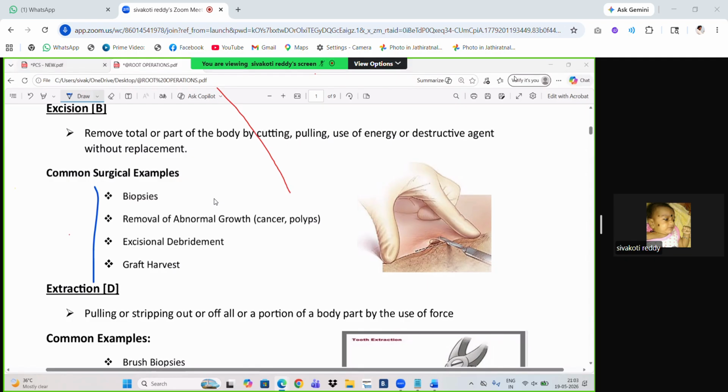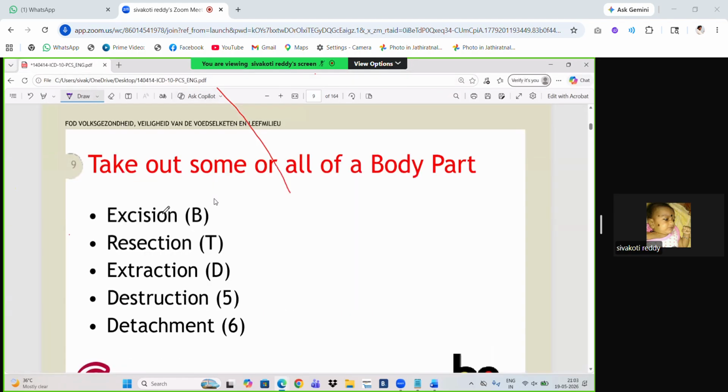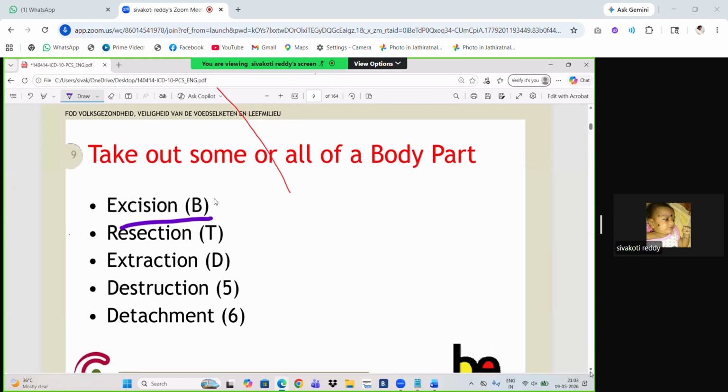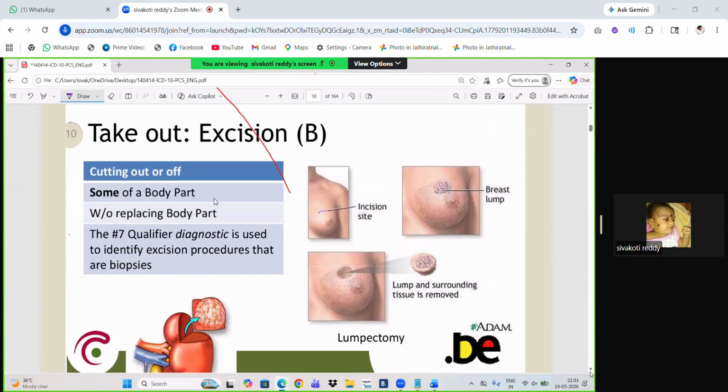First we can learn excision. Excision, value B, means cutting out or off some of a body part without replacement of the body part. They remove a portion of the body part, so it is excision. Examples are partial ectomies, partial nephrectomy, partial appendectomy. If a portion of the body part is removed, it is excision. The excision value is B.